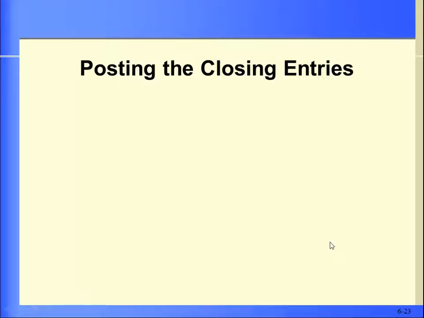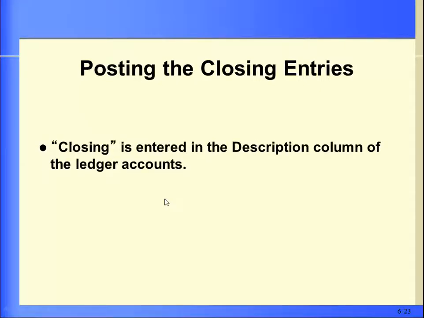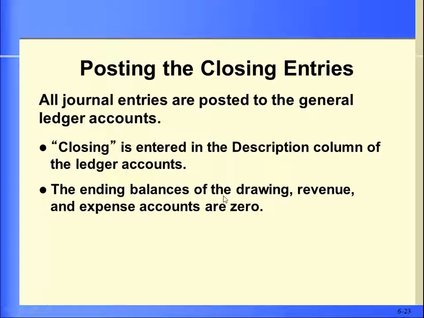So now all the closing entries need to be posted to the ledger. So remember, you have the general journal. So every time you hit the journal, you have to eventually hit the ledger. So when posting the closing entries, make sure you write closing in the descriptions. So we enter closing in the description. The ending balances of the drawing, revenue, and expense accounts are zero. This textbook may refer to them as nominal or temporary accounts. Balance sheet accounts are permanent, income statement is temporary.